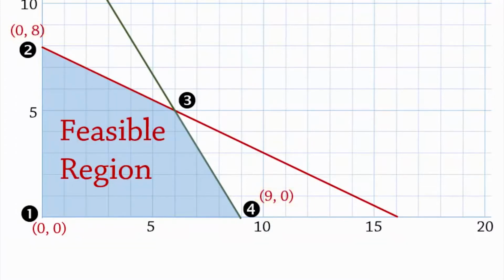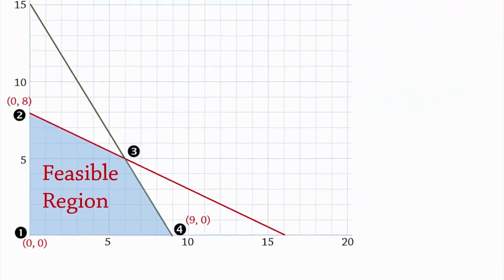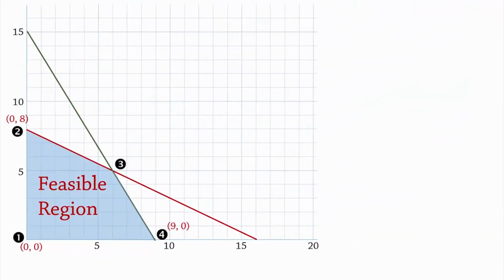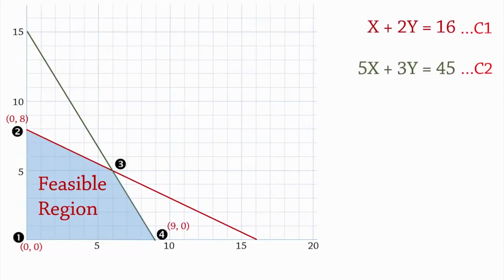For corner point 3, we can see that the coordinates are 6 and 5 by eyeballing, that is, looking at it very closely. But eyeballing is not usually the best way to go when finding the intersection of 2 lines, especially when manually drawing the graph. So let's see a way to solve the 2 equations simultaneously to determine the actual coordinates. Here are the lines for the 2 constraints.